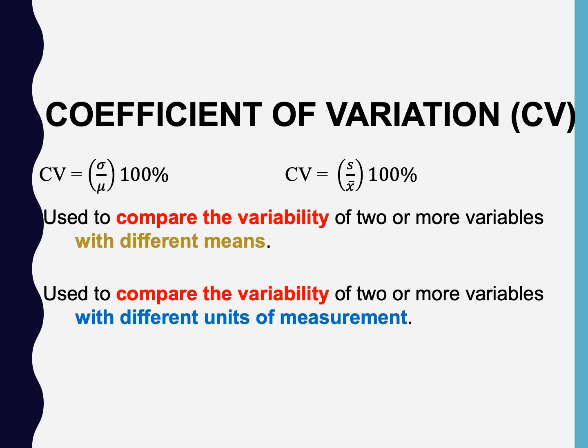So we use the coefficient of variation to compare the variability of two or more variables with different means, or two or more variables with different units of measurement.